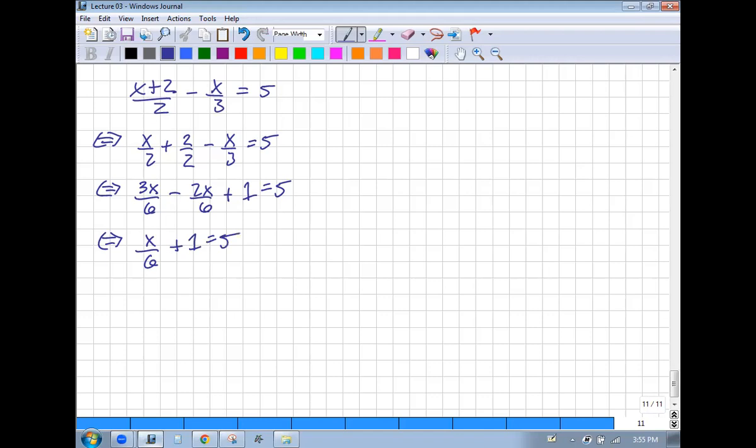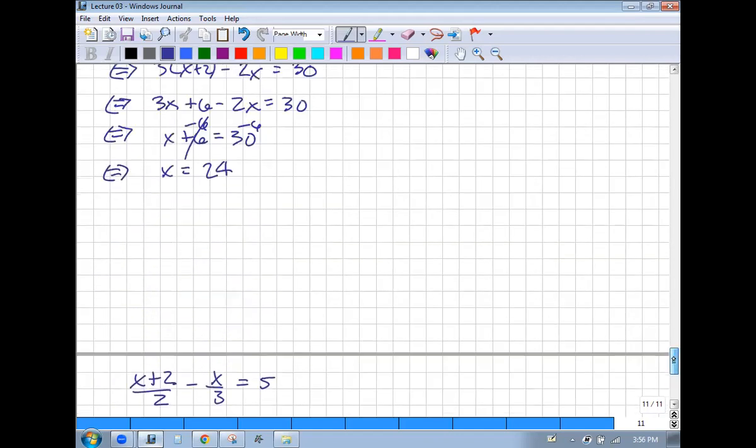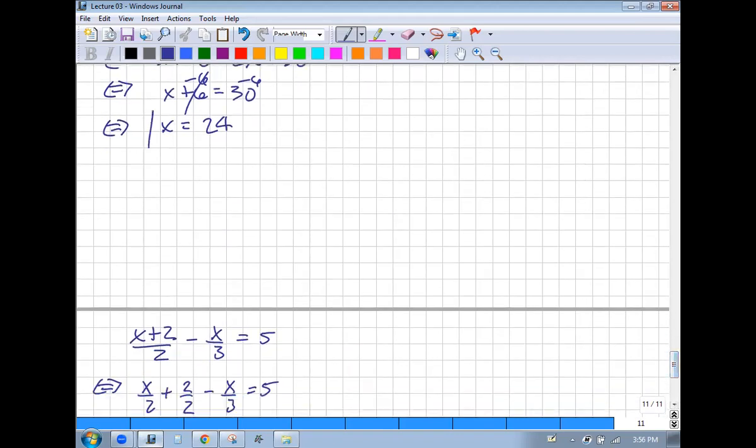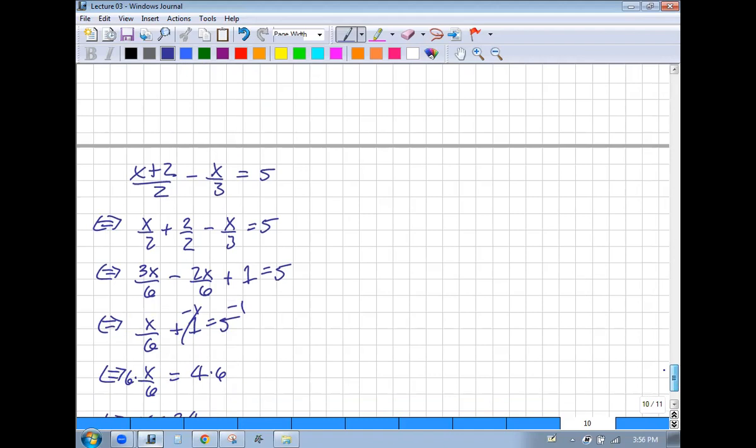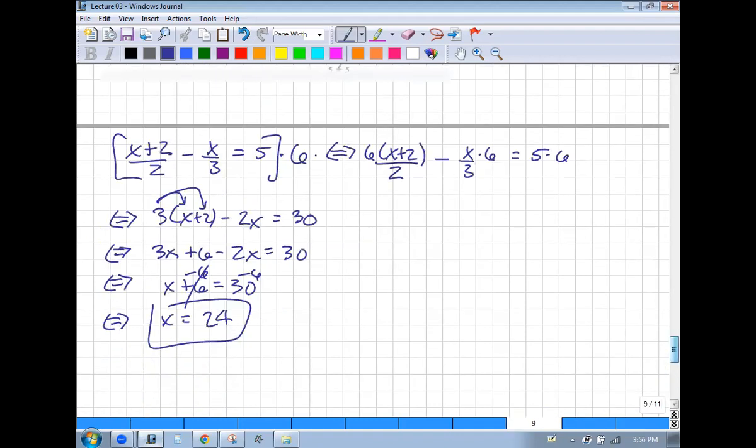And now we can subtract 1 from both sides. 5 minus 1 is 4. Now we can multiply both sides by 6. We have x equals 24. Should be the same thing we got up here, yeah. All right. So that sucked, right? We're having to find common denominators and all that crap, right? We don't want to do that. Just get rid of the fractions from the start. Boom. Way easier.